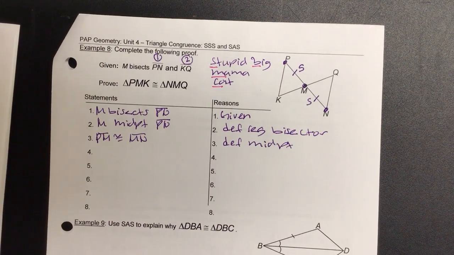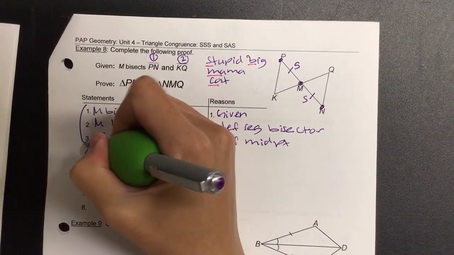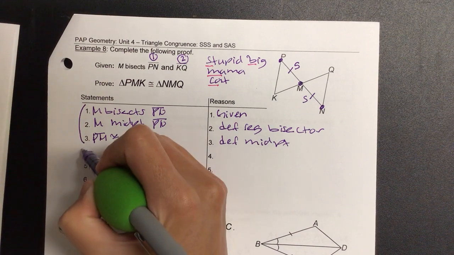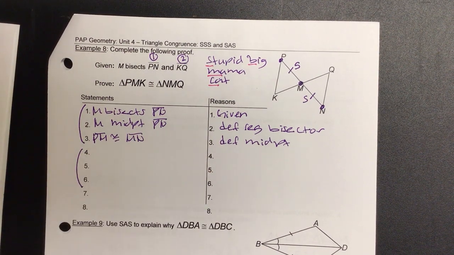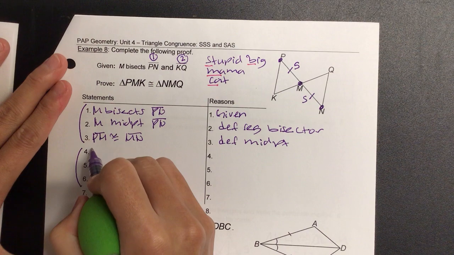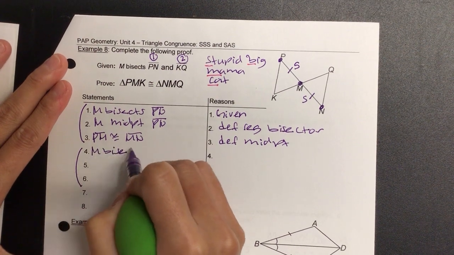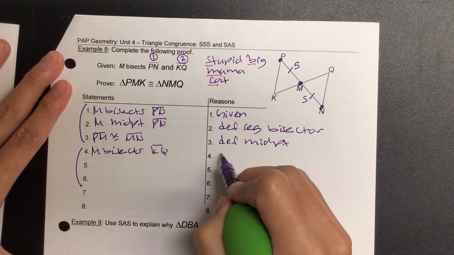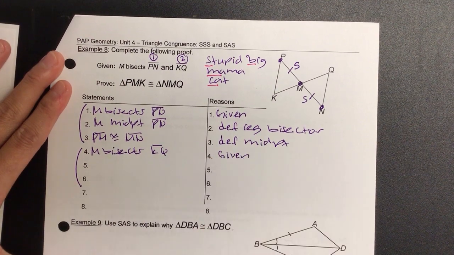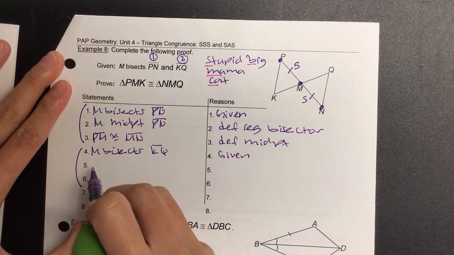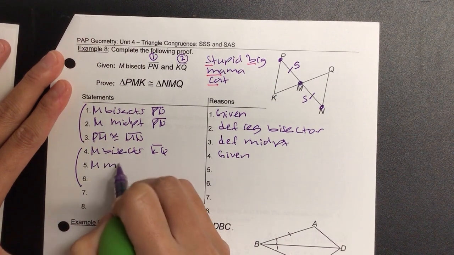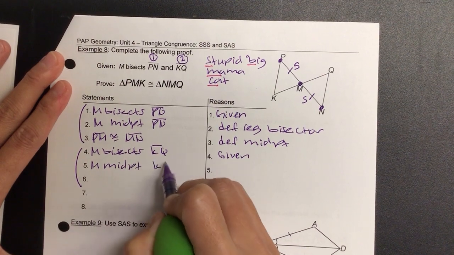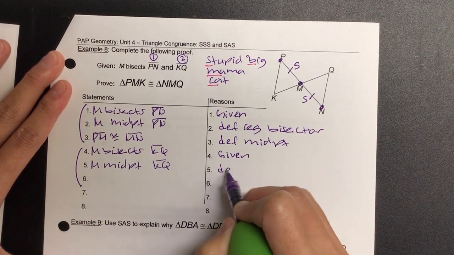Here's what's nice about the fact that the first given statement gave us 3 statements. Am I going to repeat that for the second one on 4, 5, and 6? Yes, let's do that. So we have M bisects, who this time? KQ. And that's by the given, freebie. So we know M is also what of KQ then? Midpoint. And that's the definition of segment bisector.